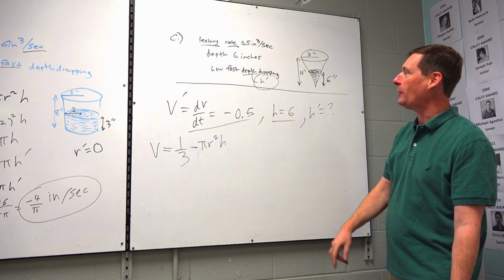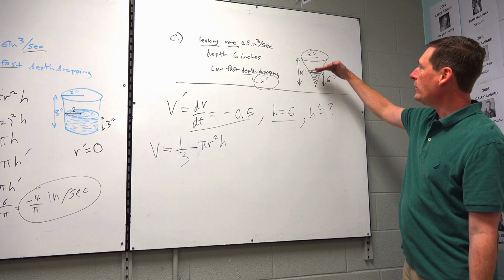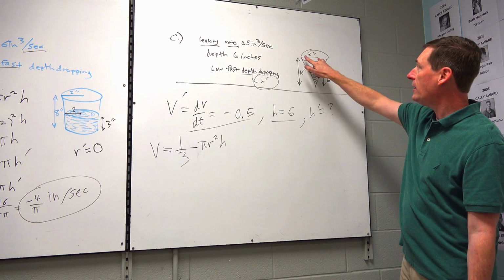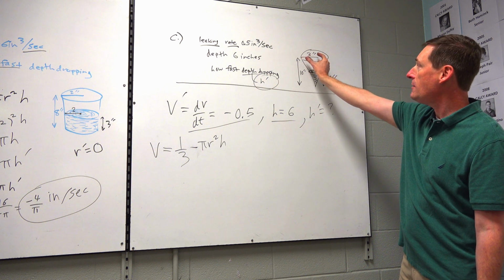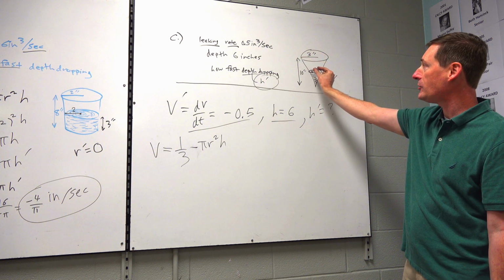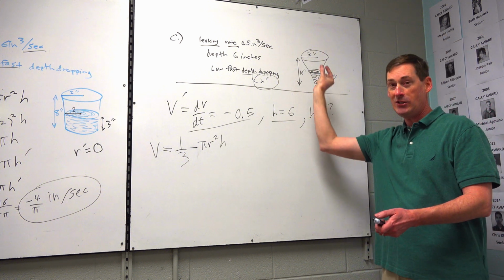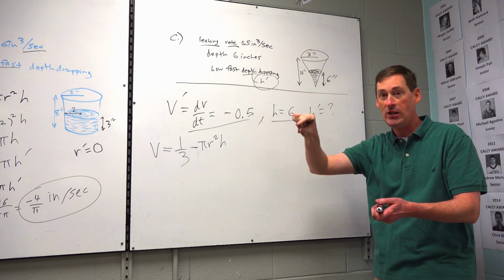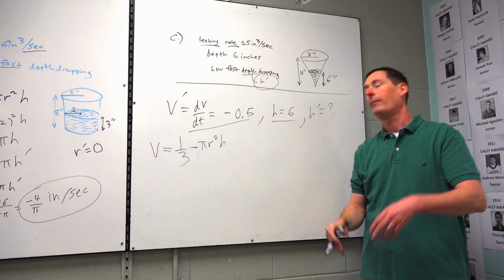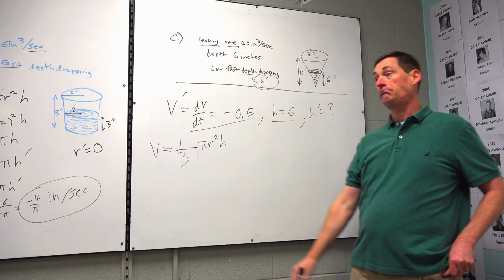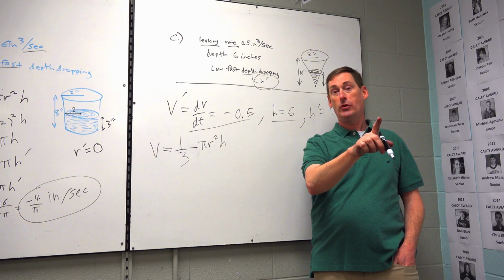But it doesn't happen in the cone, does it? When it's completely filled with liquid, the radius of the liquid would be 3 inches, but it's going to diminish as it drops down smaller and smaller. So the radius is changing, the height's changing, the volume's changing, everything's changing. All right, well, I was hoping we could plug that in, but wait.